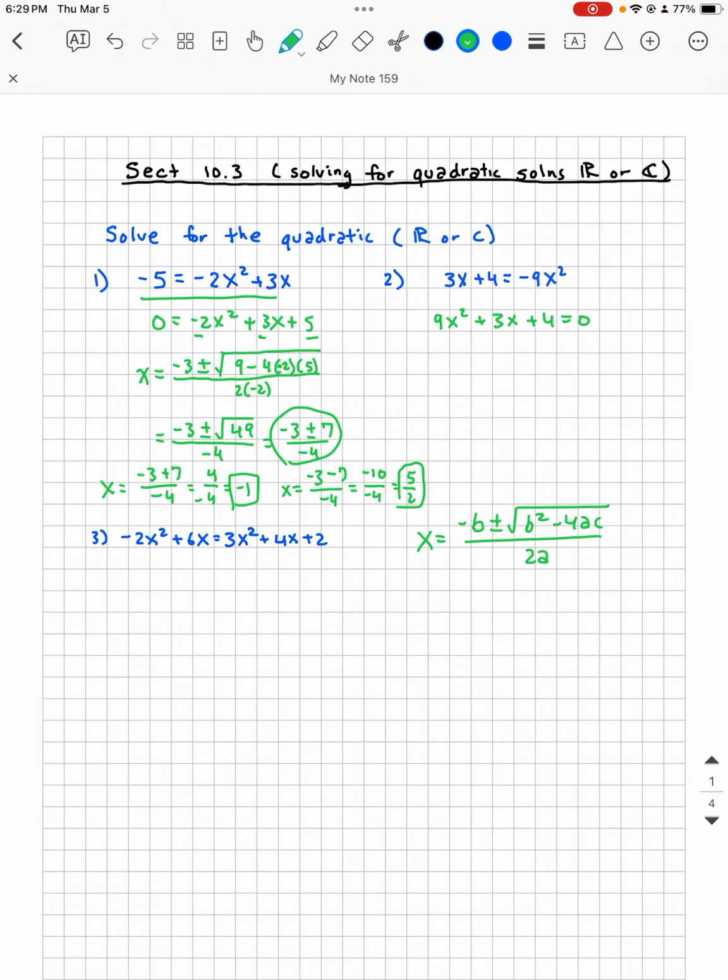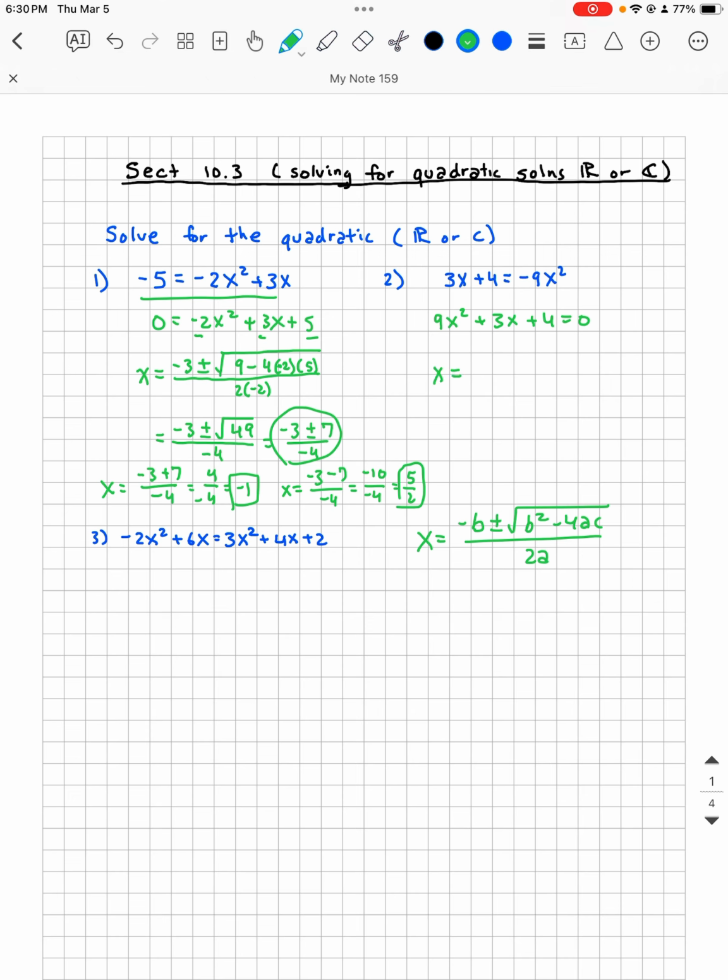Now, if you want to check whether something is going to be imaginary or not, you could technically use the discriminant, if you remember that, which is b squared minus 4ac. If that number is positive, negative, or 0, that will tell you what kind of solution you have. But since we're going to solve, we might as well jump straight into it.